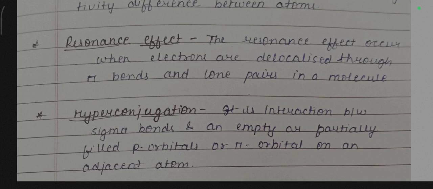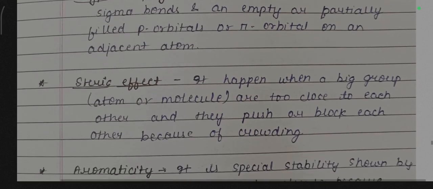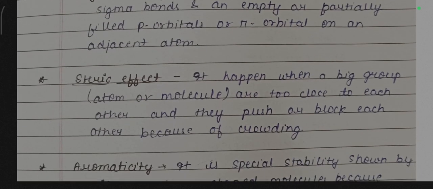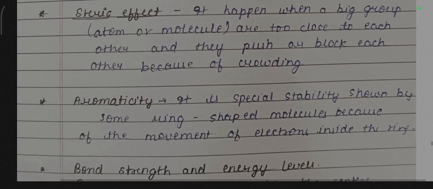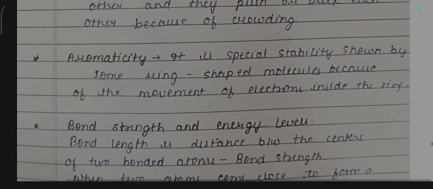Hyperconjugation. It is the interaction between sigma bonds and an empty or partially filled p orbital or pi orbitals on an adjacent atom. Steric effect. It happens when big groups, atoms or molecules are too close to each other and they push or block each other because of crowding. Aromaticity. It is a specific stability shown by some ring-shaped molecules because of the movement of electrons inside the ring.